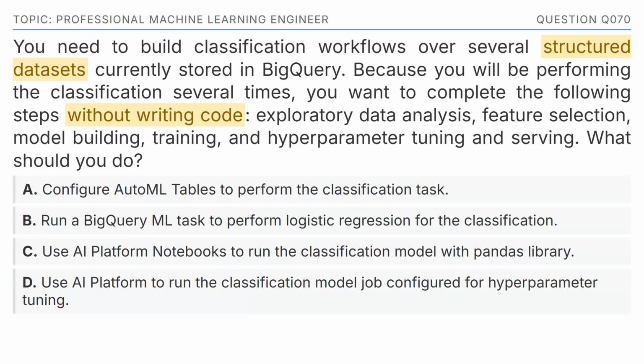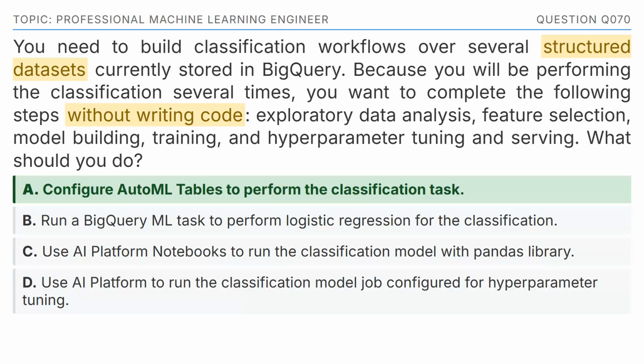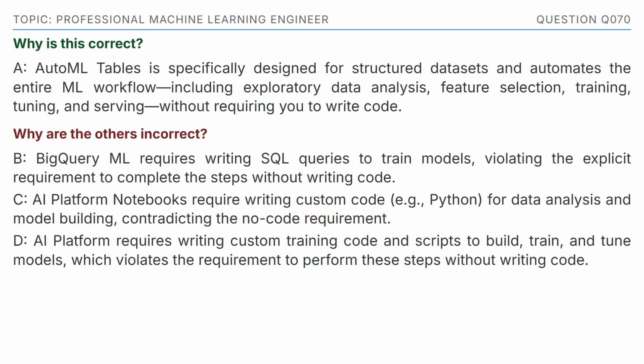To arrive at the correct answer, we focus on the keywords, structured datasets, without writing code. The correct answer is option A, configure AutoML tables to perform the classification task. Why is this correct? A. AutoML tables is specifically designed for structured datasets and automates the entire ML workflow, including exploratory data analysis, feature selection, training, tuning, and serving, without requiring you to write code.